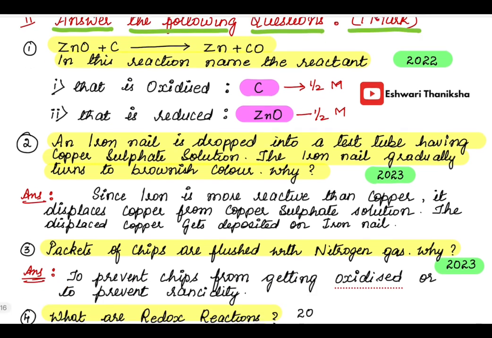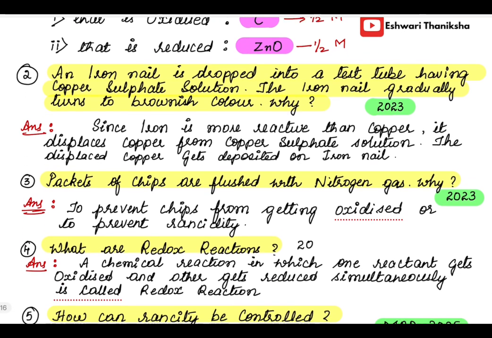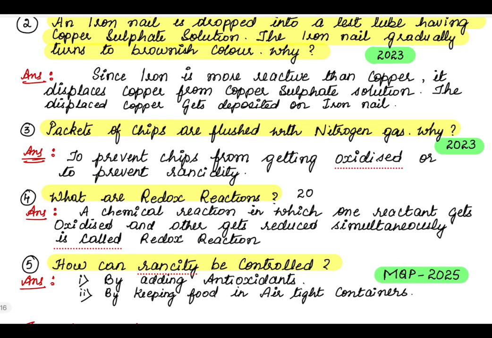Next, an iron nail is dropped into a test tube having copper sulfate solution. The iron nail gradually turns brown in color. What is the reason for this? Since iron is more reactive than copper, it displaces copper from copper sulfate solution. So that is why it gets that brownish color.